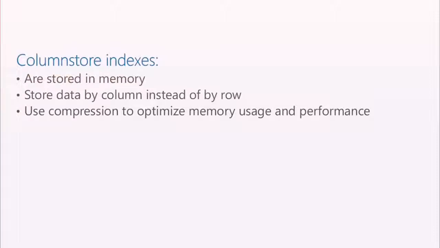So column store indexes then, the important things to remember from the point of view of getting the fundamentals: they are stored in memory, and they store the data by column instead of by row. With traditional indexes, you're indexing to find a row of data. Here we're indexing by column, and when we've got columns with multiple instances of the same value, we get really good compression ratios that allow us to compress the indexes and store them in memory to improve performance.